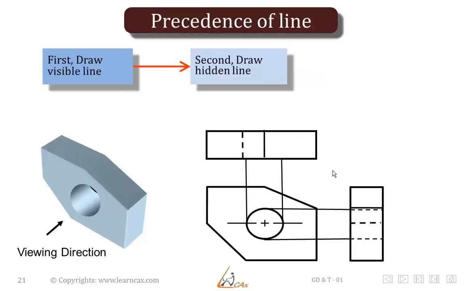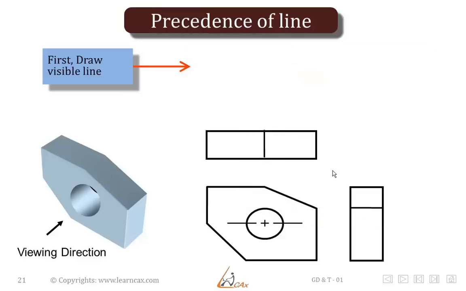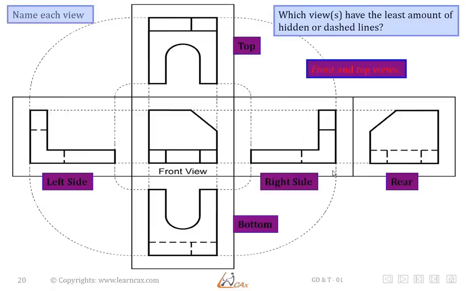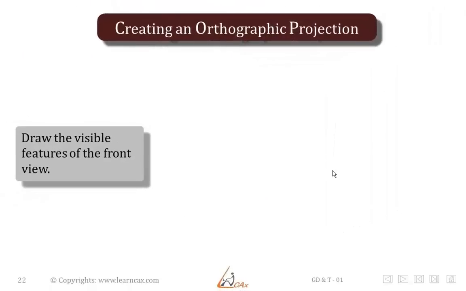Hence, going back to our main diagram, here you can see the front direction and the top direction are chosen in such a way that the least amount of hidden lines are visible from that zone. That is, most of the features, or rather all the features of the part, are clearly visible from those directions. Now moving ahead, let's try to create an orthographic projection.